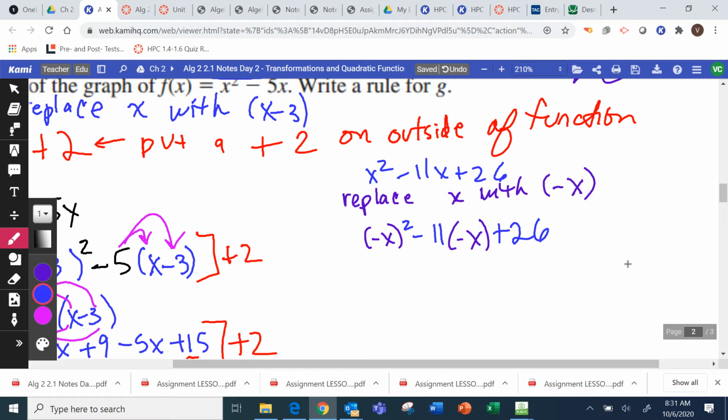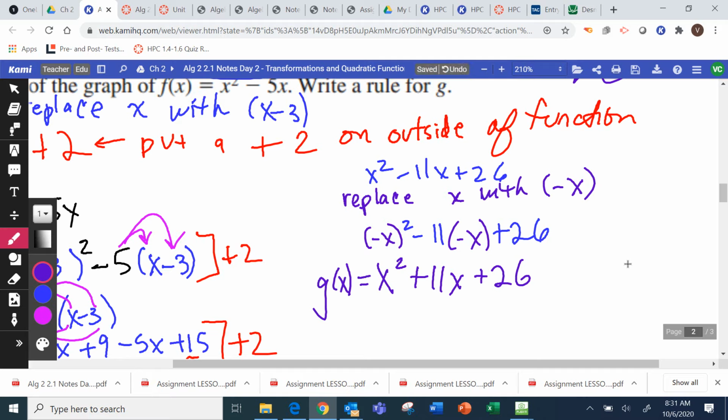Simplify one more time. What is negative x squared? Tessa? X squared. Yes, it is x squared. Anytime you square a negative, it turns positive. Then we've got minus 11 multiplied by negative x. Jacob? Positive 11x. And then nothing happened to the 26. So that should be our g of x equation.